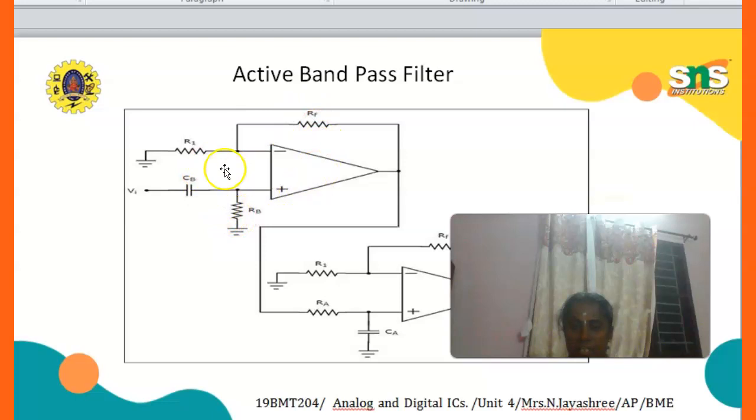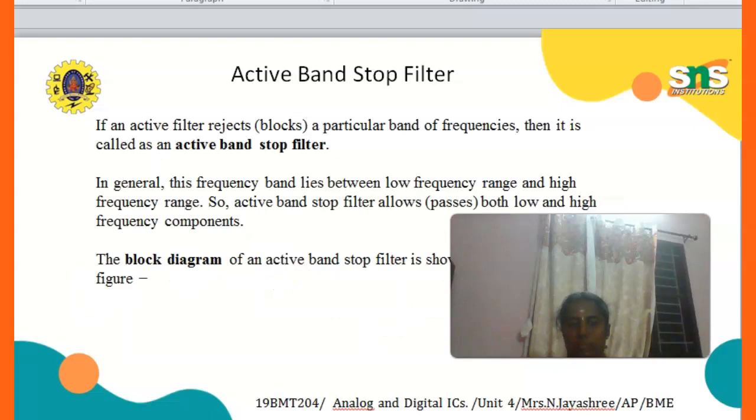Here we have already seen the high pass filter, which is connected in series to the low pass filter. This is the low pass filter. Both connected together in series form the active band pass filter. Okay. Next one, band stop filter.